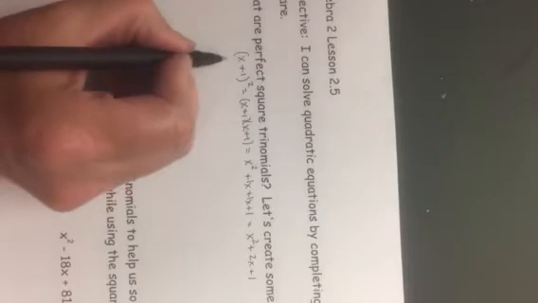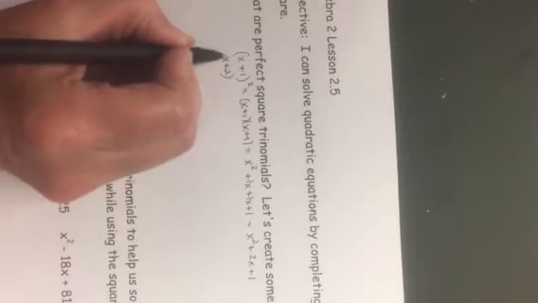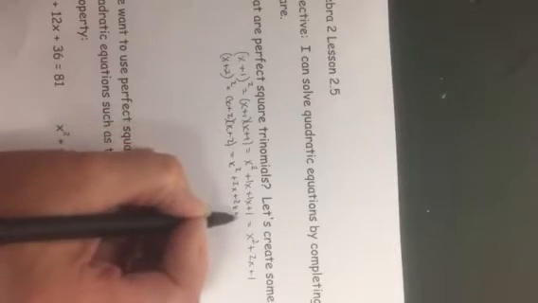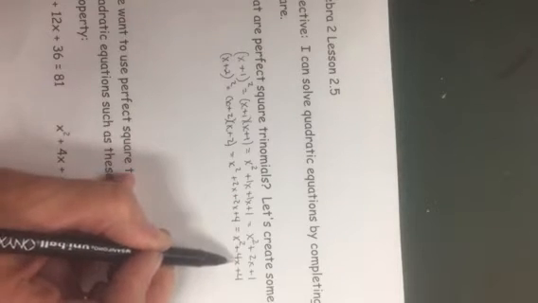So if I rewrote another one, x plus 2 squared would have to be x plus 2 times x plus 2, which makes x squared plus 2x plus 2x plus 4, which is x squared plus 4x plus 4. So you can see there's always two of these middle terms that go together.